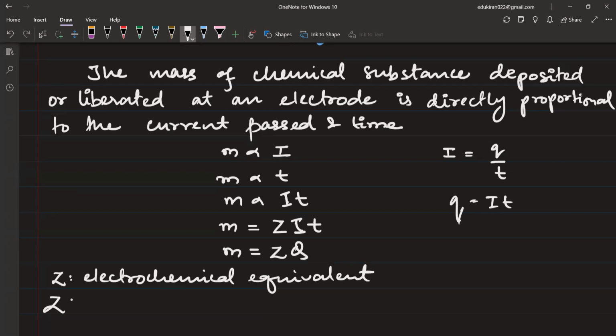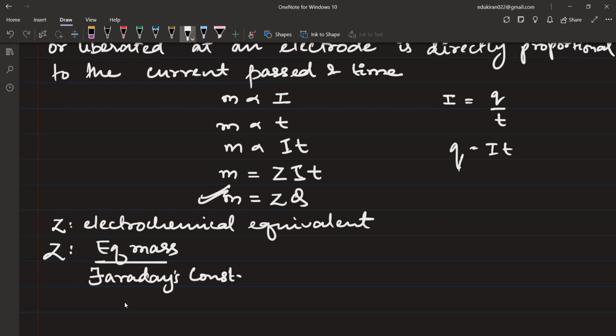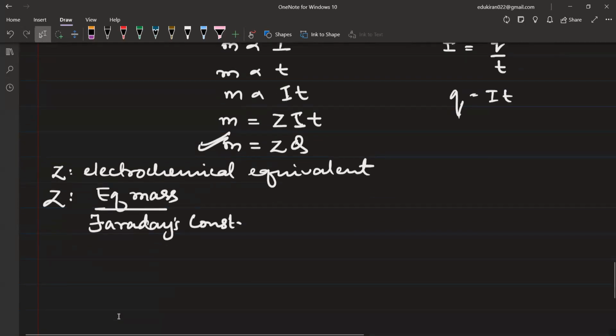Okay, the formula for this is, but generally it is not used. It is equivalent mass divided by Faraday's constant. Okay, but essentially what is Z, the electrochemical equivalent? It is the mass deposited when Q will be equal to 1 coulomb. Okay, it is the mass deposited when the charge is equal to 1 coulomb. Please write.